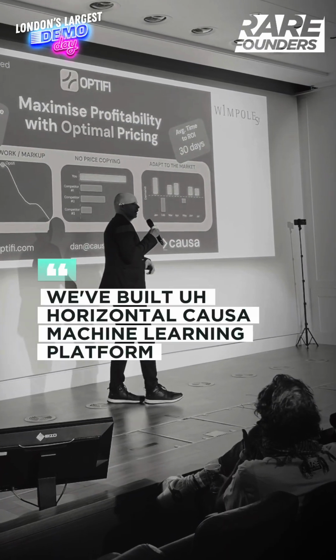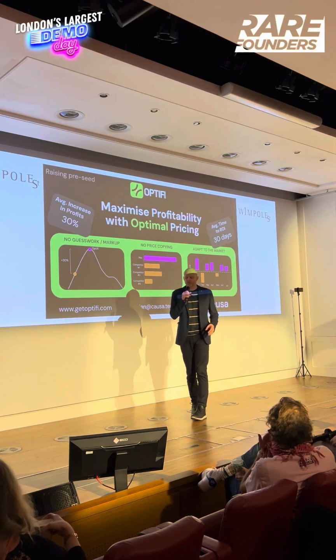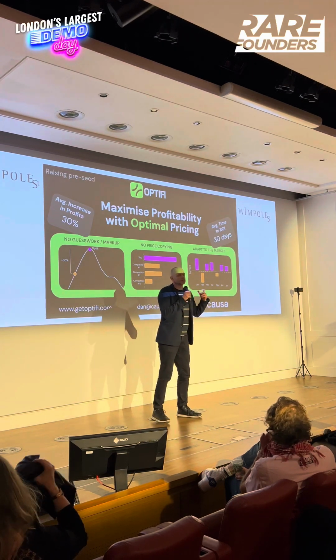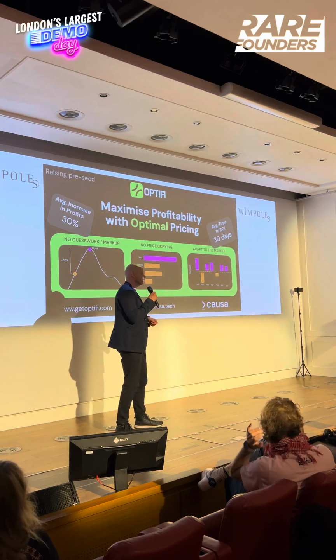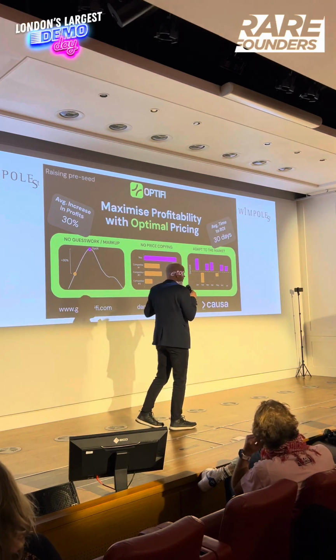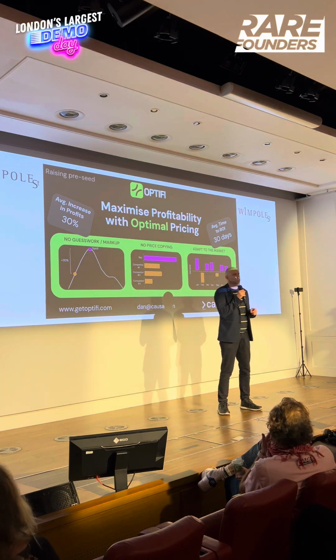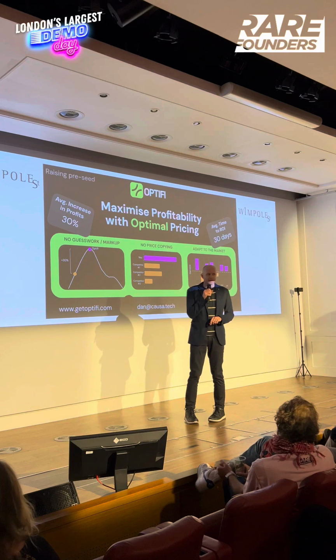We've built a horizontal causal machine learning platform that allows businesses to legitimately go from data to best actions. Now, what I'm going to talk about is a vertical that we've built out of this using our proprietary algorithms. It's called Optify, and it basically maximizes profitability in e-commerce stores by optimizing pricing.